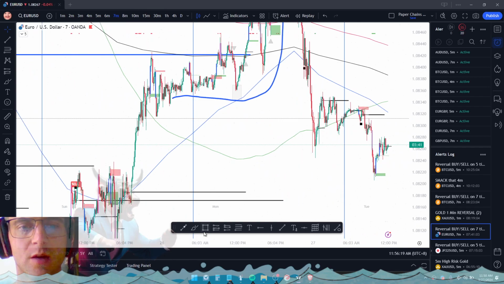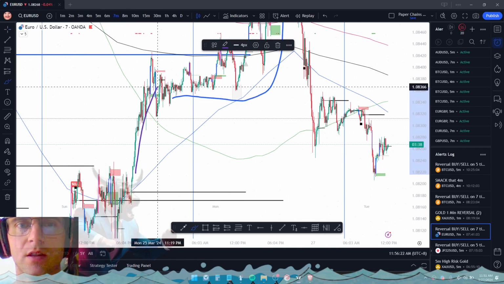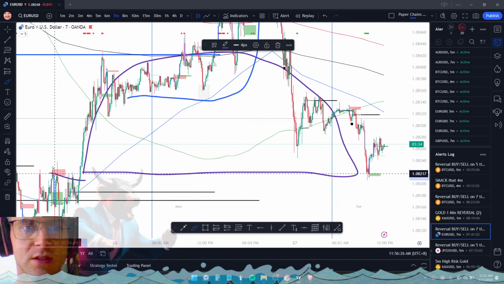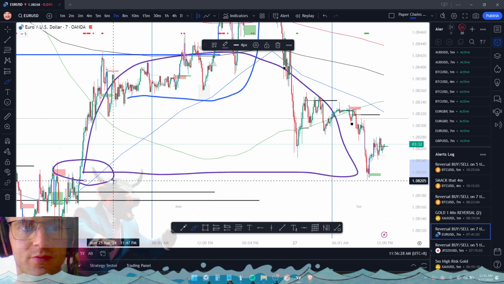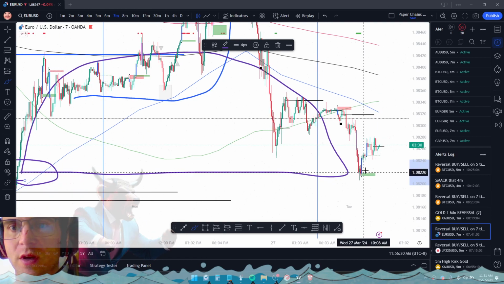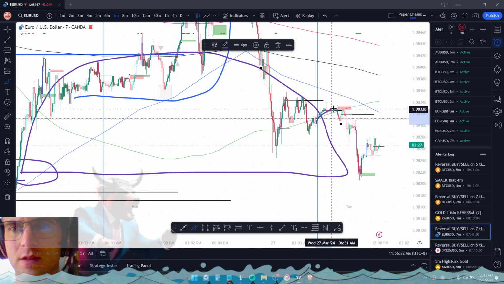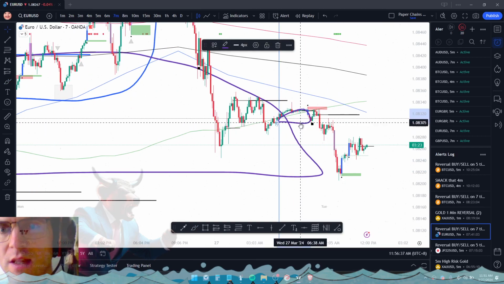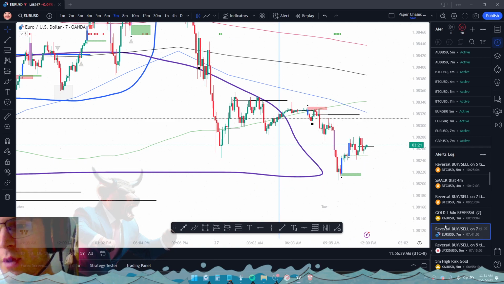Yeah, so cup shape formation. This one's kind of got a weird shape like this, a little bit harder to catch because there's nothing in this area really, but it does find support. Little tiny cup shape formation, but not a great signal. I wouldn't have taken that one. There's just not very much vertical movement.